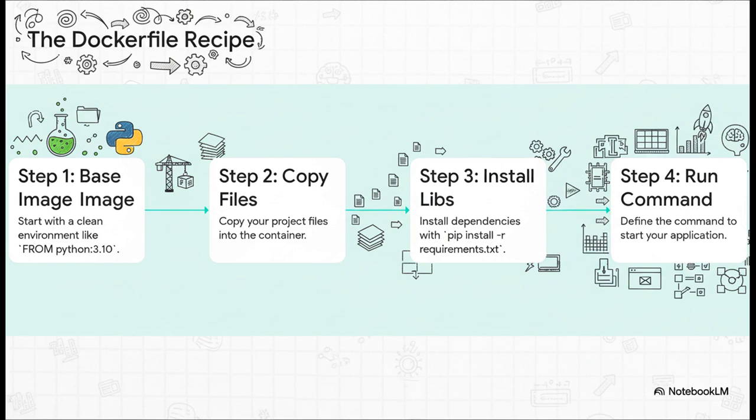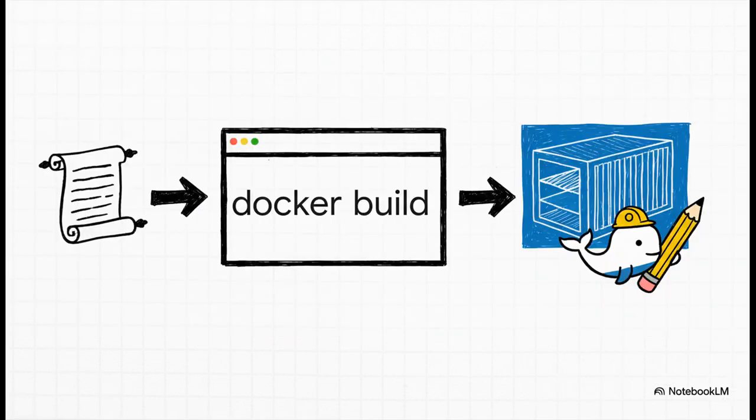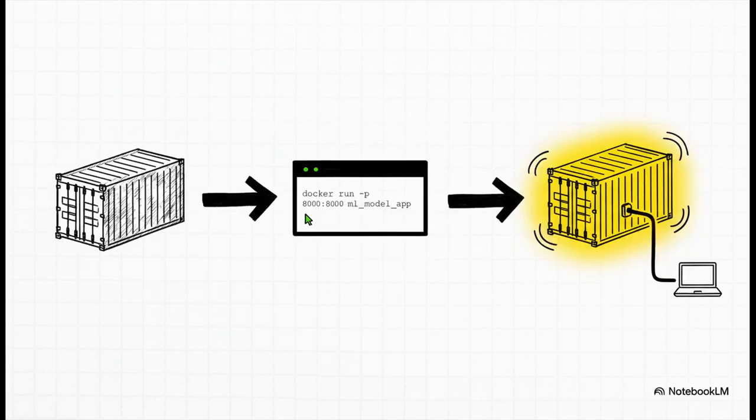Simple as that. Now, once you have your Dockerfile recipe ready, you run this one simple command in your terminal. This tells Docker, hey, read my recipe and build an image. An image is like a frozen blueprint or a template for your application. It has everything it needs to run, all bundled up. And then, with a second command, you bring that blueprint to life. This command takes your image and runs it as a live, isolated container.